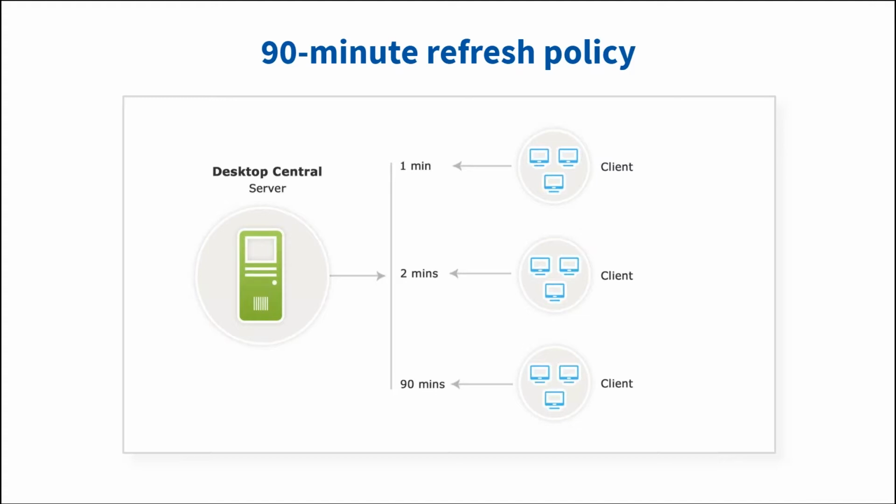To make it clearer, say you manage 90 computers in a network. One computer will contact the server per minute. If you manage 900 computers, 10 computers will contact the server per minute. And in the case of 9,000 machines, 100 computers will contact the server per minute, which is in 60 seconds.